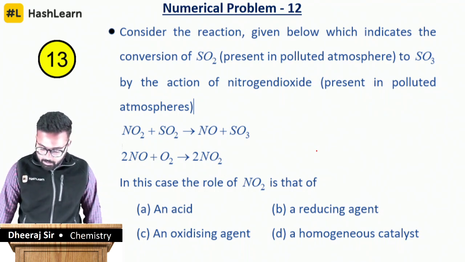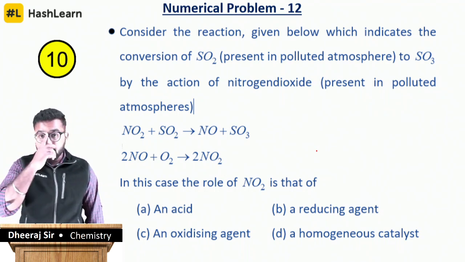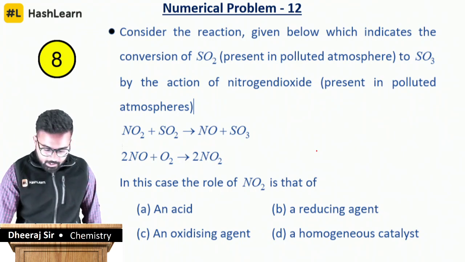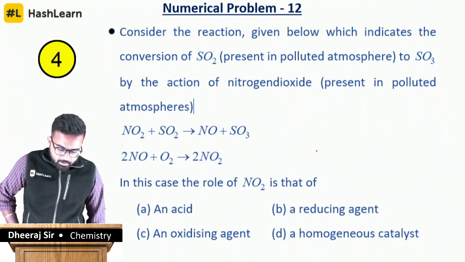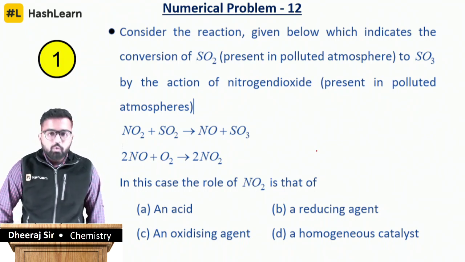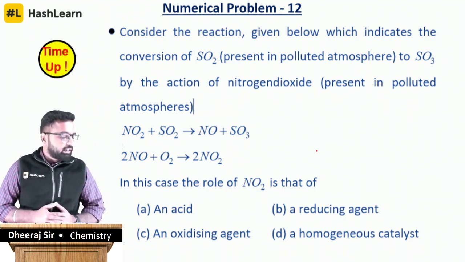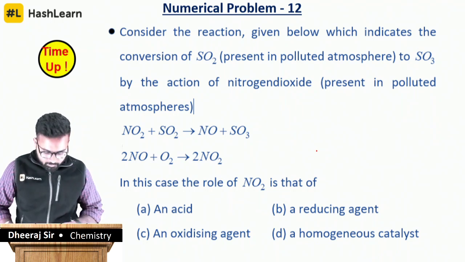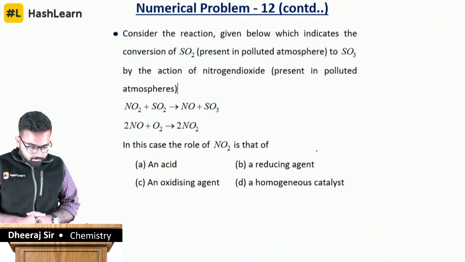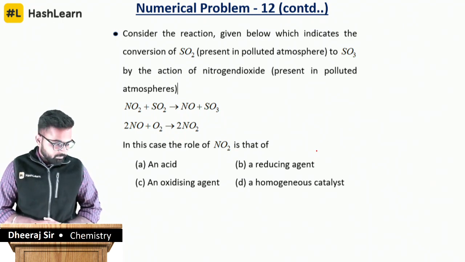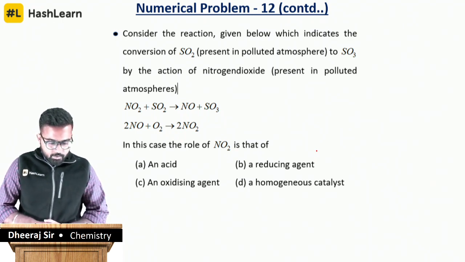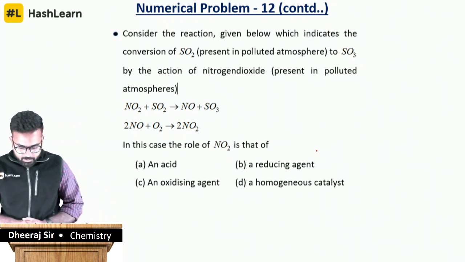So we are telling you that there is sulfur dioxide, which can be oxidized to sulfur trioxide, and we have given you another set of reaction below. What would be the role of NO2 is the question under discussion. What would be the role of NO2? So have a look at it. What would NO2 predominantly be doing in this case? Pretty straightforward question, guys.